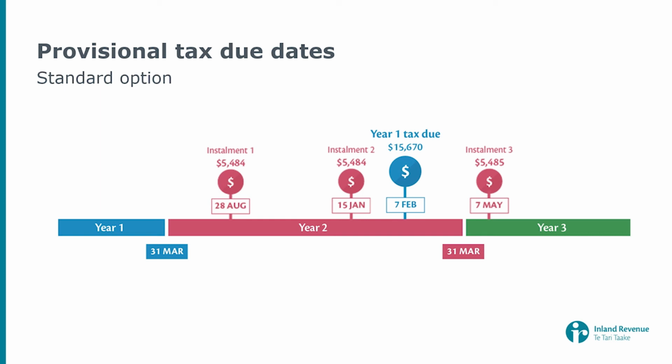Then once the return is filed, it will work out if you've paid too much or too little for that year. If you have not paid enough, there will be a payment due on 7 February each year. Or if you've paid too much, then a refund will be issued. If you have an accountant, you'll usually have until 7 April to pay any end-of-year tax bill.